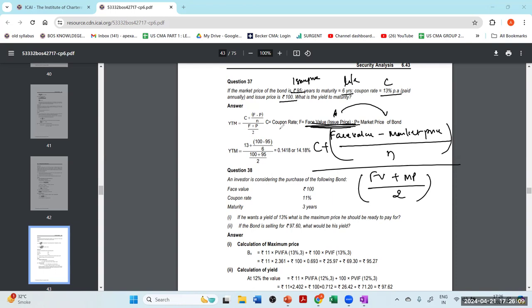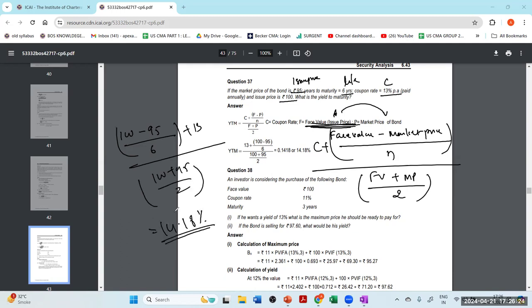So in this scenario, what do you get? Your face value is 100 minus 95 divided by 6 plus 13, the whole upon 100 plus 95 divided by 2. And what is your answer? Your answer is 14.18%. What is the meaning of that? The meaning of that is that this is what the bond actually offers.